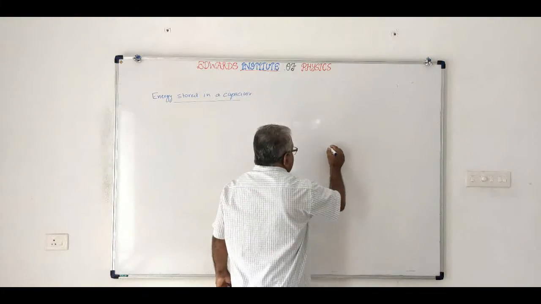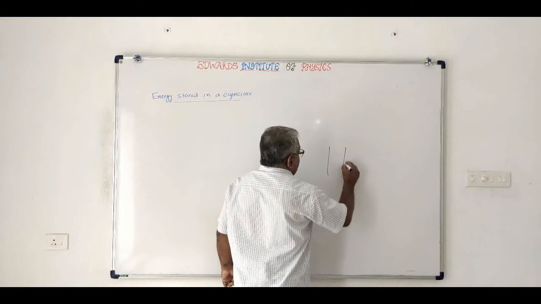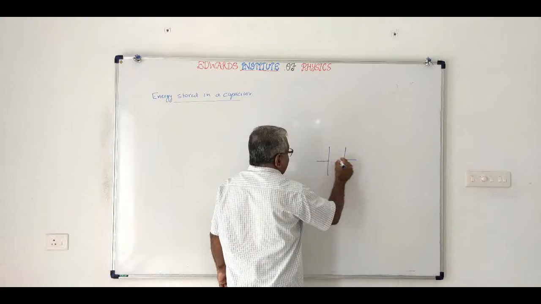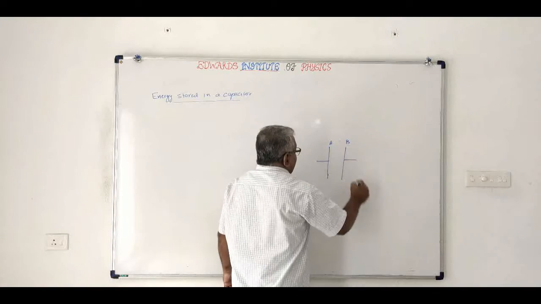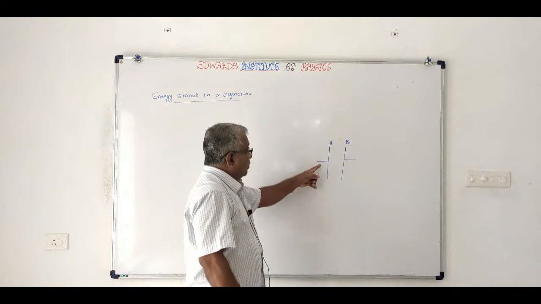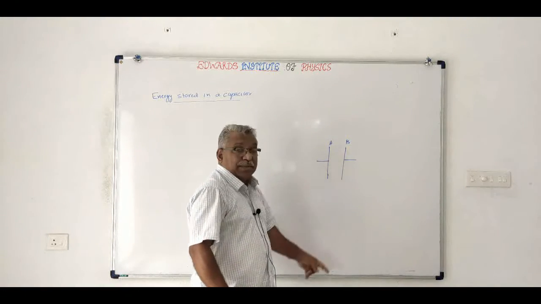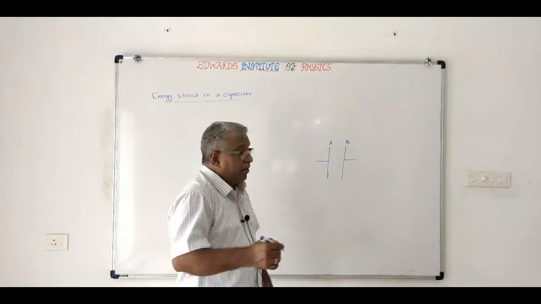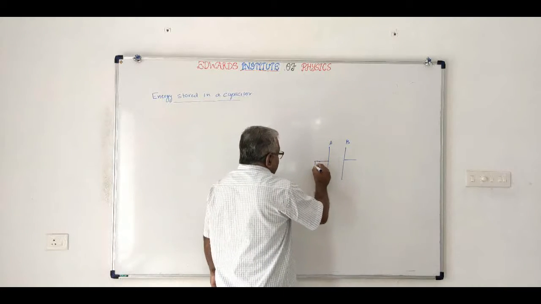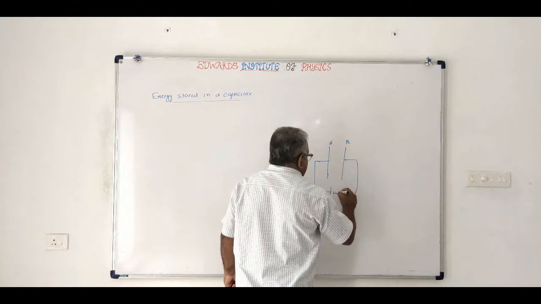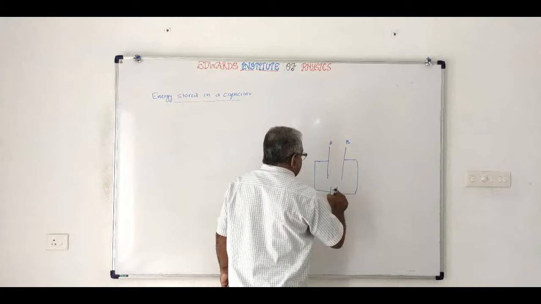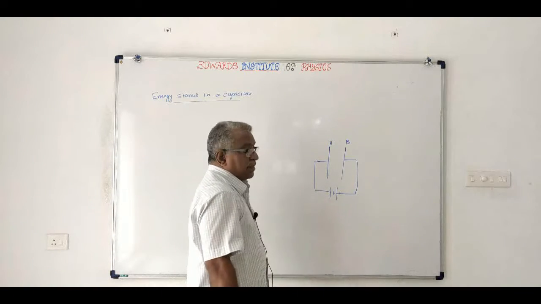That means, suppose this is a capacitor, a parallel plate capacitor having two terminals. This is plate A and plate B. If you want to charge it, you have to give the charges to these two plates. How will you give? You just connect a battery. Connect a battery like this. This will get charged.